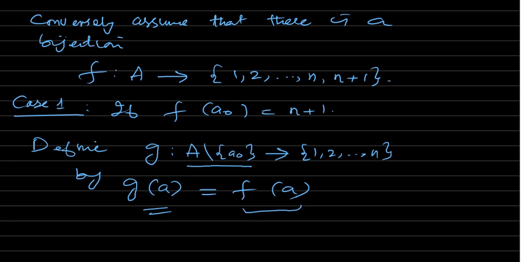It's well defined. Well defined means that, first, the images should be unique. Second, this g of a equal to f of a that you are defining, this output should lie in this set, which is clear from this definition of f actually.